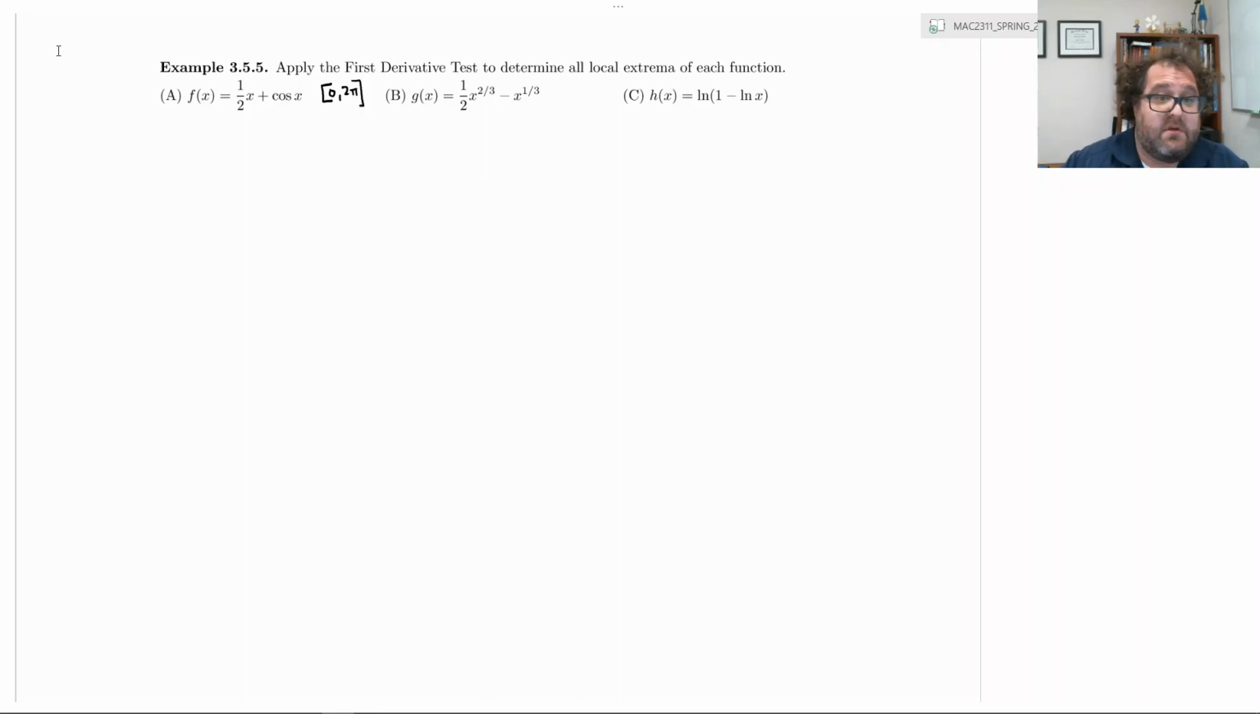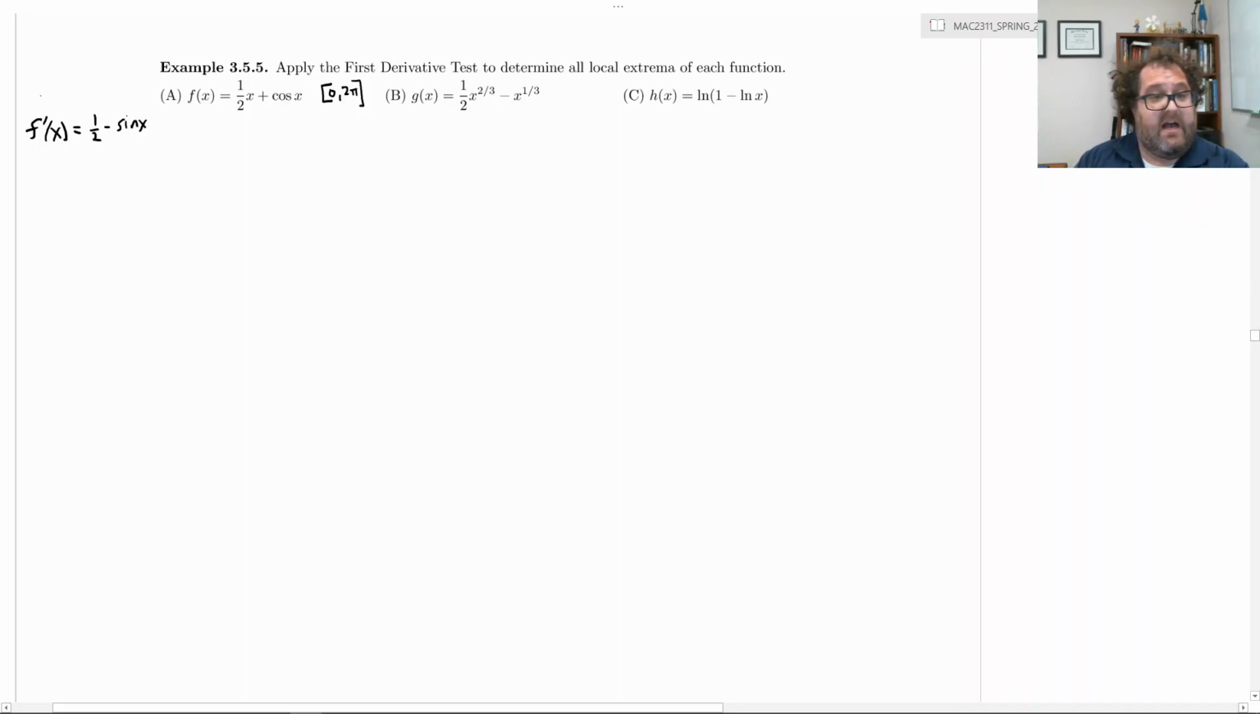What's our first step? Of course, we need to find the derivative. So f prime of x. This is pretty easy. What's the derivative of 1/2 x? Well, it's 1/2. We're applying the sum difference rule for derivatives, so we take the derivative of 1/2 x and cosine x individually, the derivative of 1/2 x being 1/2, and the derivative of cosine being negative sine. So our derivative was easy enough.